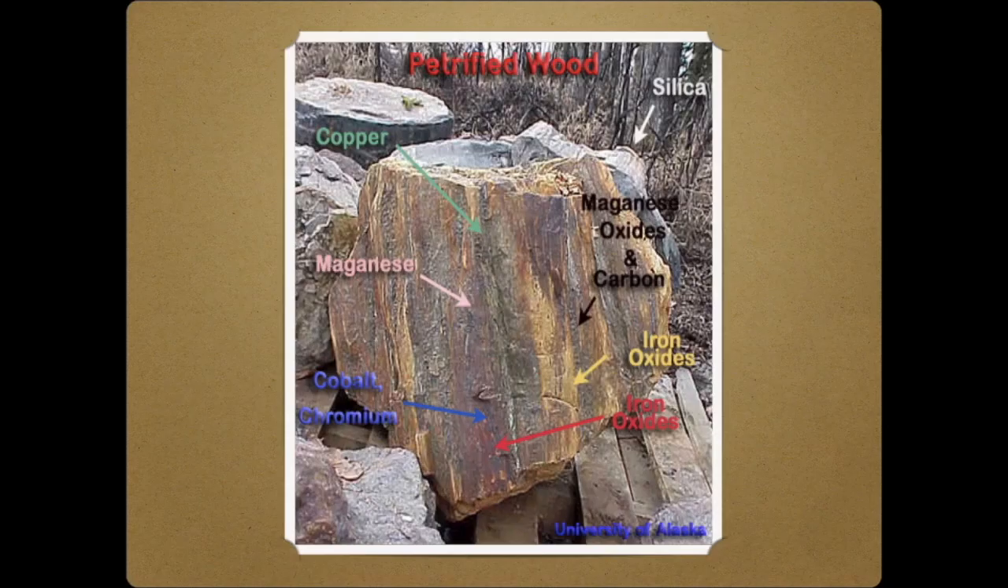So you can see there's iron oxides, which is a compound. We learned that is iron and oxygen. That's Fe2O3. There's manganese. There's oxides, there's silicon, there's copper in this fossilized tree. So it's the minerals replacing the organic material.